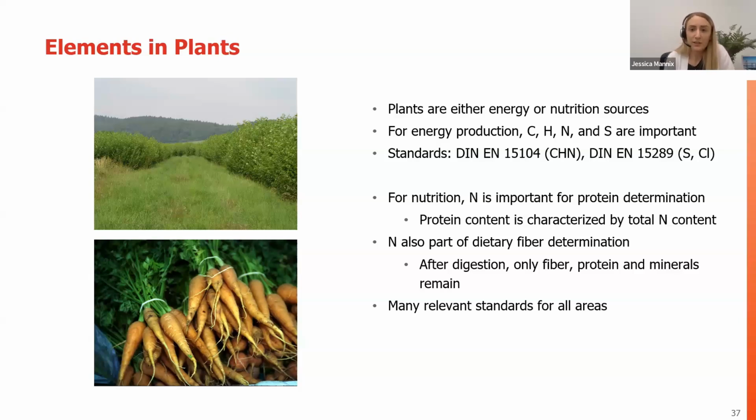For nutrition, nitrogen is important. It's characterized by total nitrogen content and then total dietary fiber. So we do have a total dietary fiber module that goes on one of our instruments if that's of interest to you. Please feel free to ask questions at the end as well.